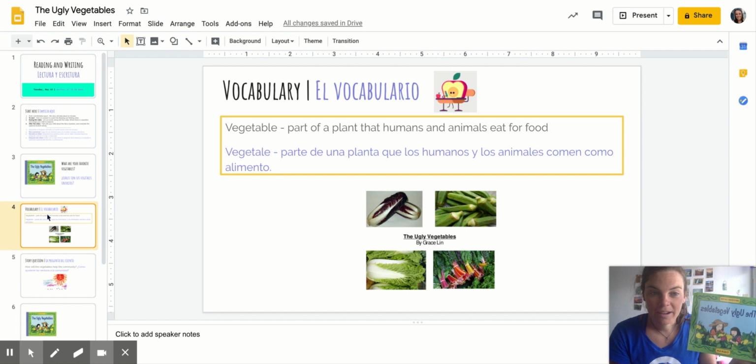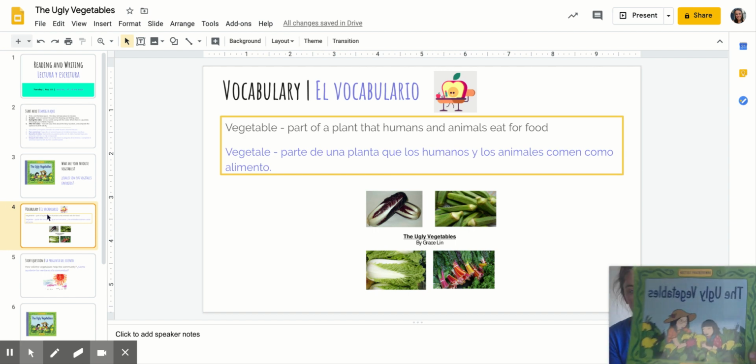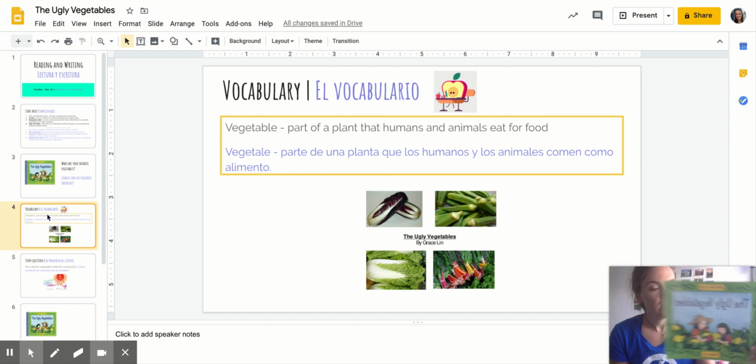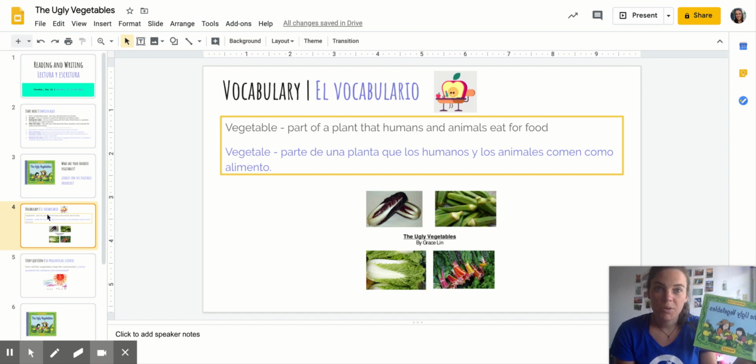Our vocabulary word for today is going to be vegetable. So a vegetable is the part of the plant that humans and animals can eat for food. So when you think about carrots or tomatoes, the only part we eat is the vegetable. So we don't eat the roots, we don't always eat the leaves or the stems. There's only certain parts of the vegetables we eat.